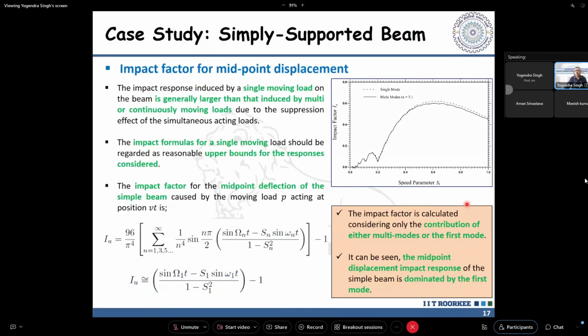Then here, this is a plot with respect to speed parameter. And here it is the impact factor. So how do we define impact factor? Impact factor is the ratio of dynamic displacement to the static displacement.